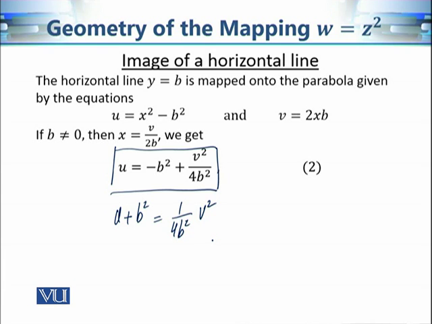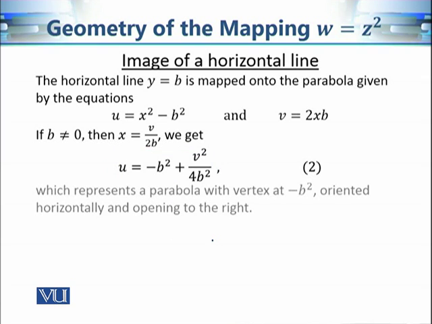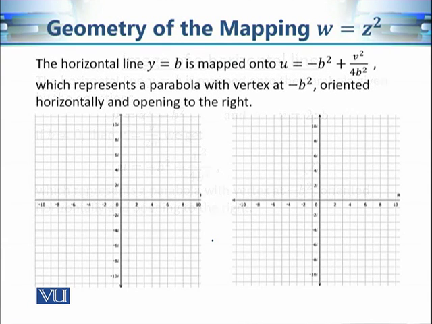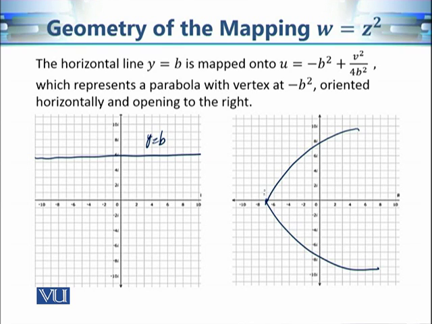Now the vertex has been translated along the u-axis to minus b square, and of course it is opening in the opposite way, so it is oriented horizontally but opening to the right. So for example, if this is the line y is equal to b, then it is mapped onto the parabola of this form, and this is the vertex of this parabola.